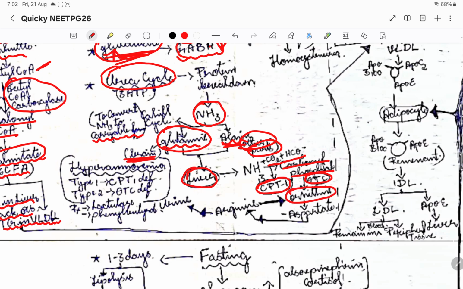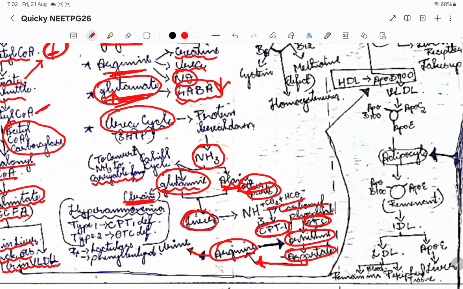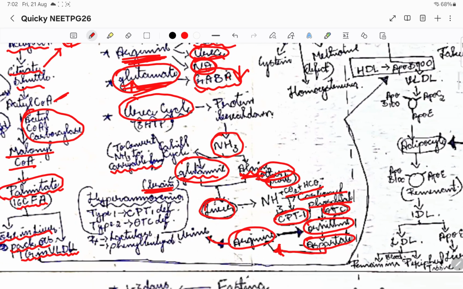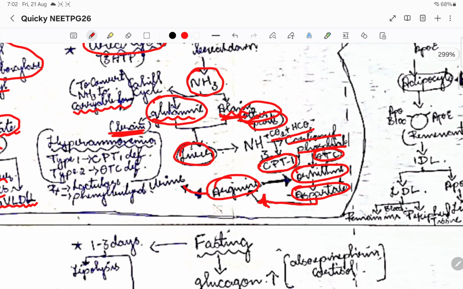Ornithine will form aspartate, and aspartate will give one more ammonia, or one more nitrogen molecule, and will be converted into arginine. Arginine, I told you, will convert to urea. We were discussing arginine, nitric oxide, urea, and all these things. So arginine will be converted to urea, and this urea will be excreted out in urine. So you got it, right?